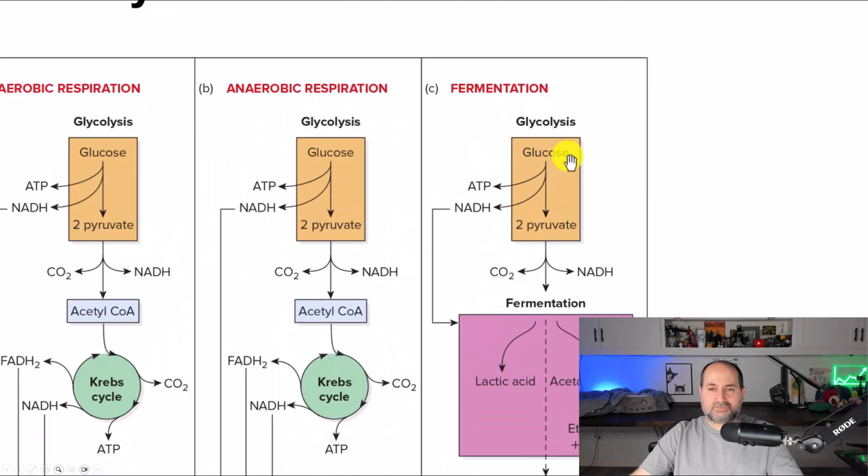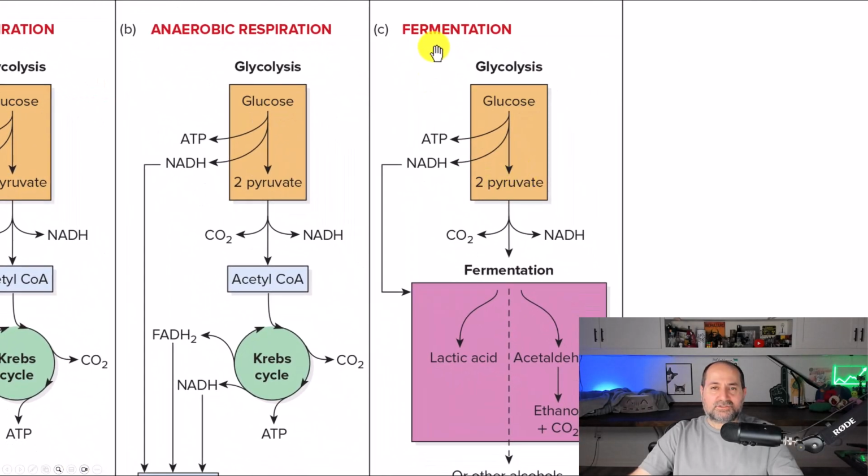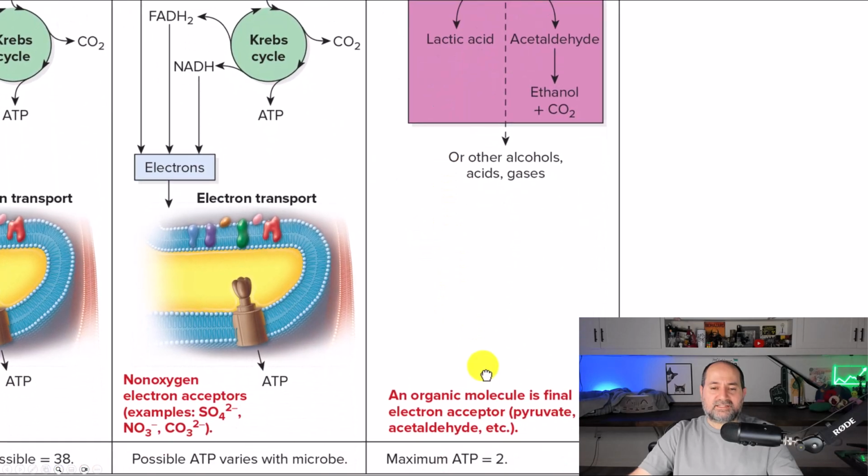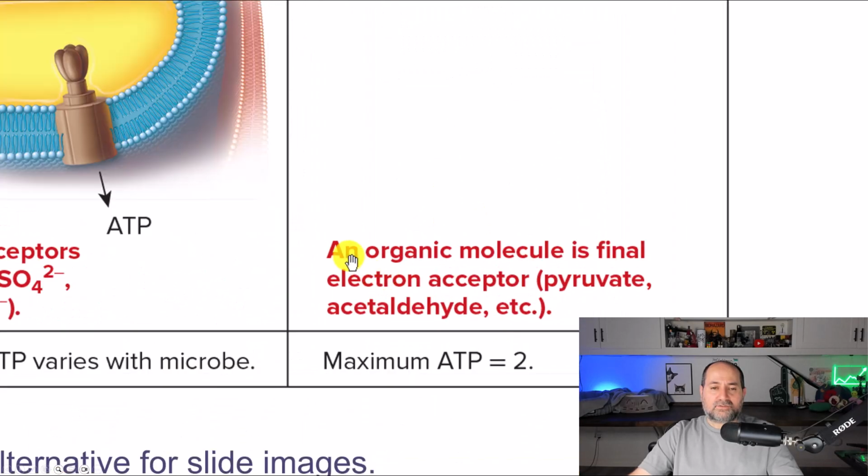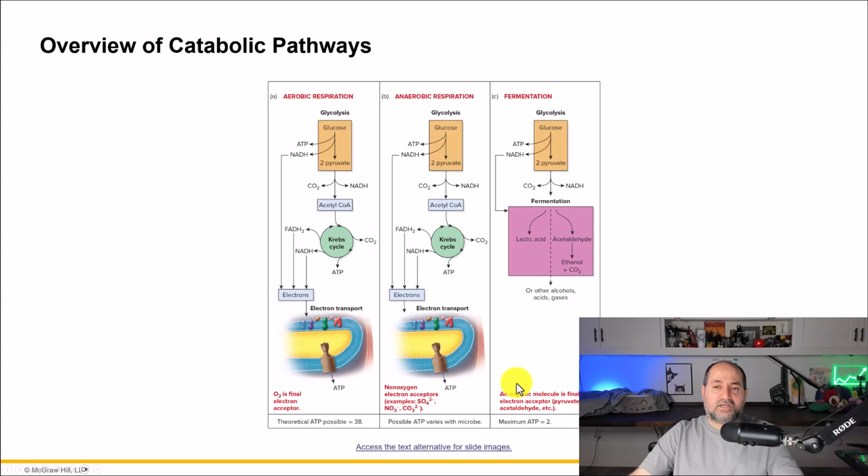And then do you remember the last one was fermentation? And during fermentation, glucose is being broken down by only glycolysis. And that means that an organic molecule is the final electron acceptor, such as pyruvate or aldehyde, and you have a maximum of only 2 ATP. So you see how much less efficient fermentation is than aerobic respiration or anaerobic respiration. It only yields 2 ATP because it only goes through glycolysis, not Krebs cycle, not all the other steps of cellular respiration.